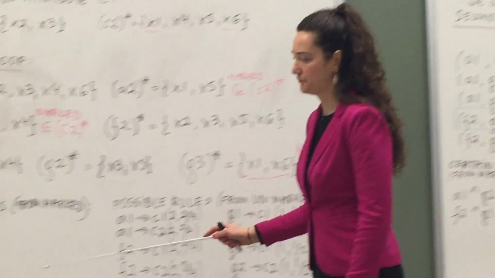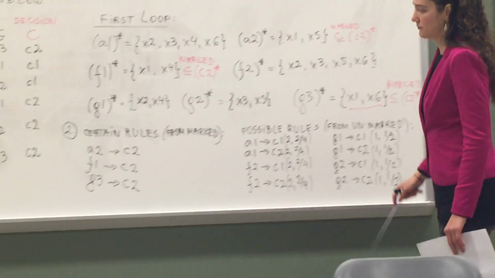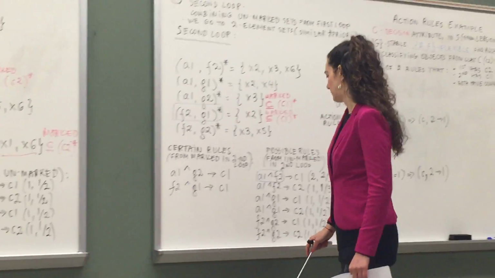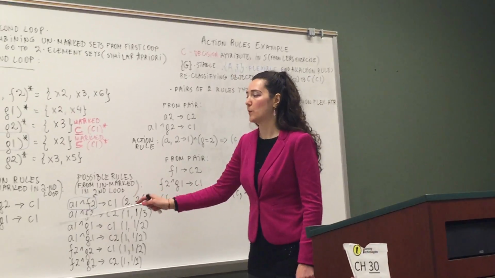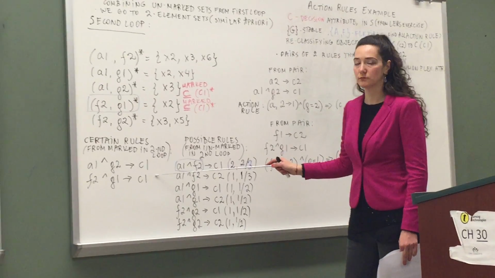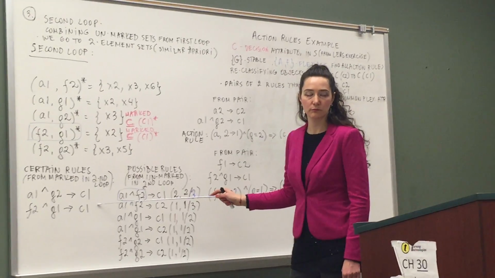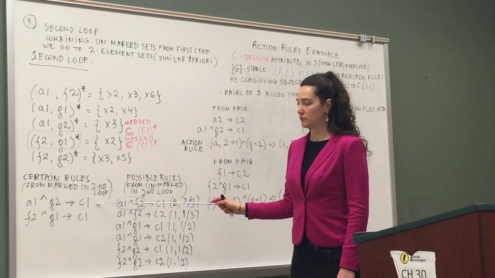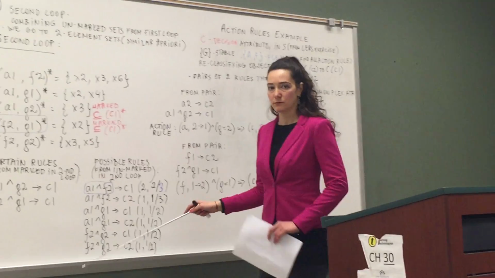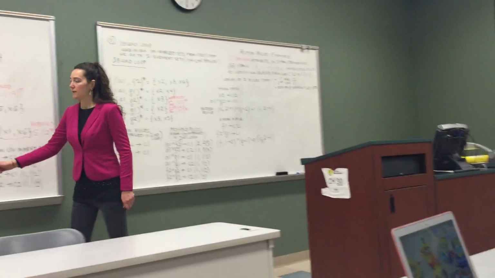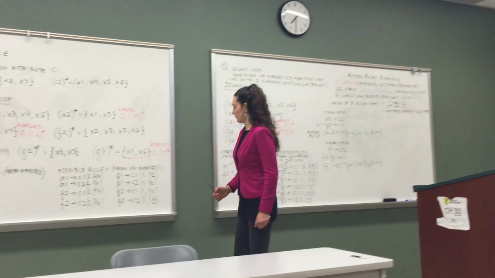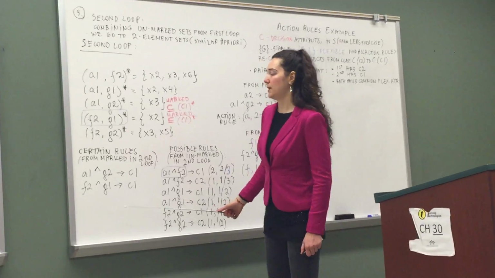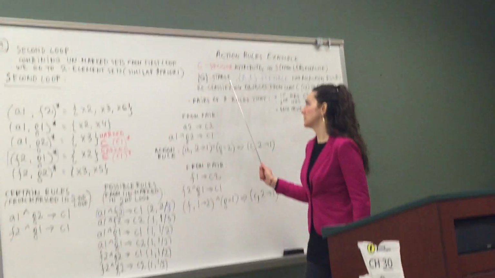This rule, G3, with any of these? We cannot, because with G3, the G is going to have to change from 3 to either 2 or 1, and then we can't do this because G is stable.